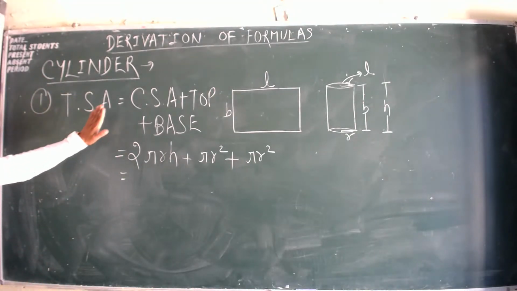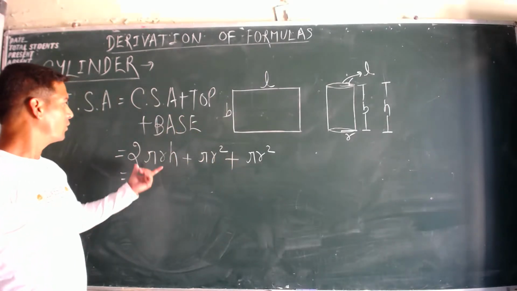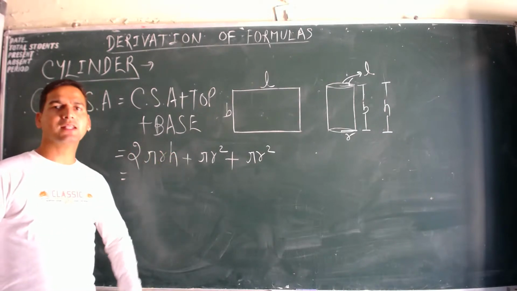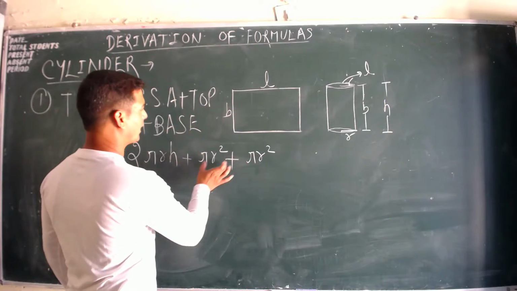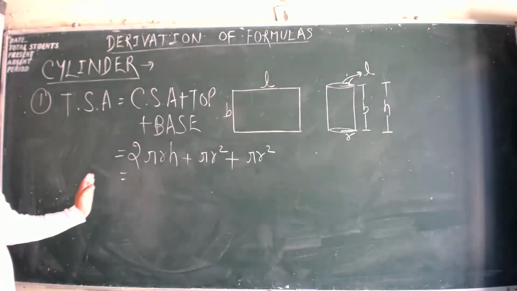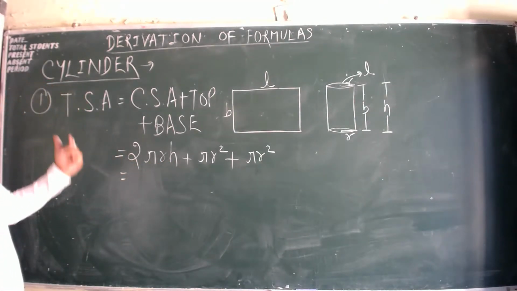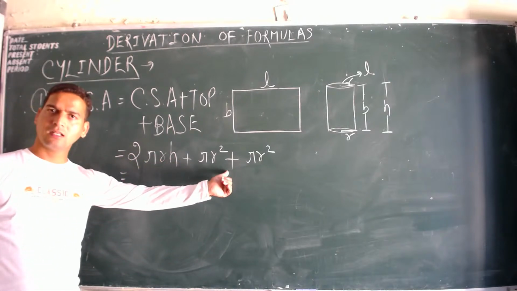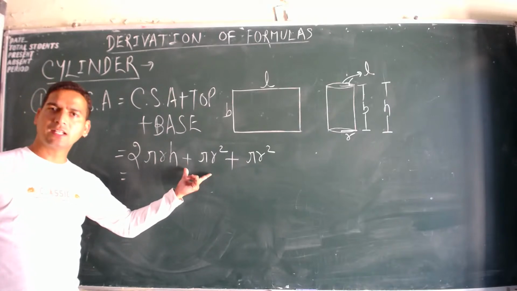Total surface area will be curved surface area plus top surface plus bottom surface. So the curved surface area of a cylinder is 2 pi r h. Top and bottom are equal circles. So the area of the top circle will be pi r square, and the bottom, you can say base area, is pi r square. So this is the formula of total surface area. Now further we can simplify. If you write it like this, it is also correct. Okay, this is for your understanding.